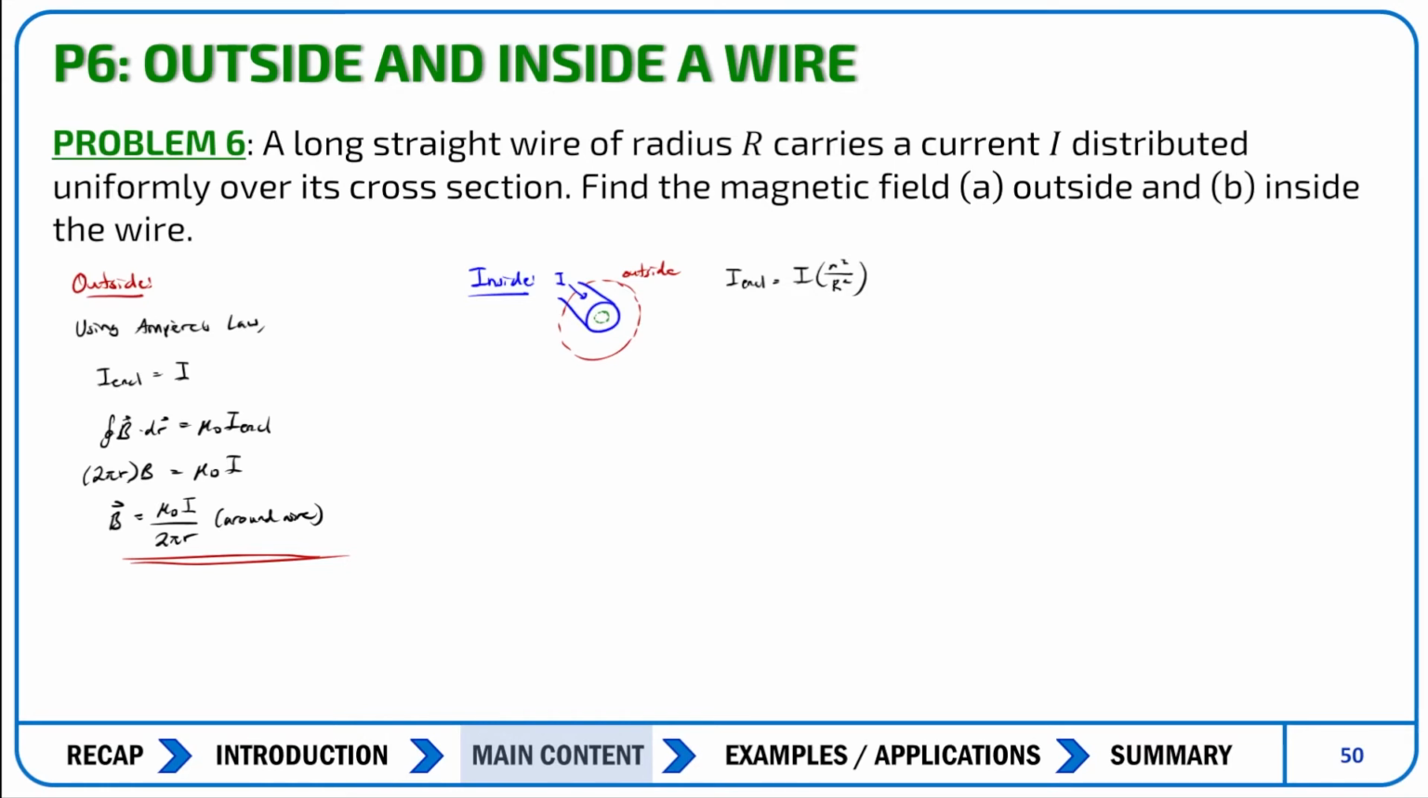Now we can use Ampere's law again. Use the exact same equation, B dr, it's equal to mu naught I enclosed, which is just I r squared over capital R squared. This gives me 2 pi r B equals mu naught I r squared over capital R squared. And B is equal to mu naught I r divided by 2 pi R squared. And that would be around the wire.